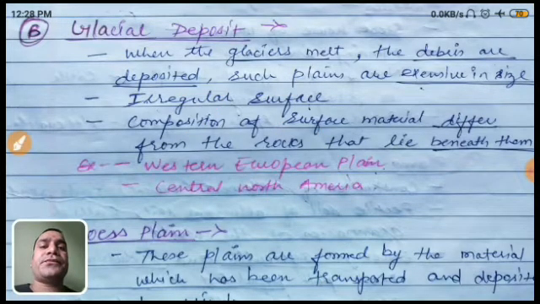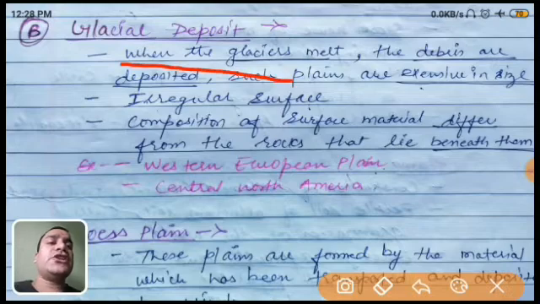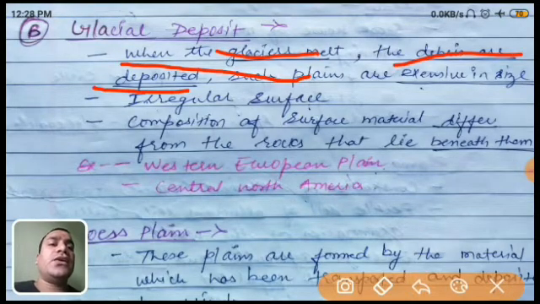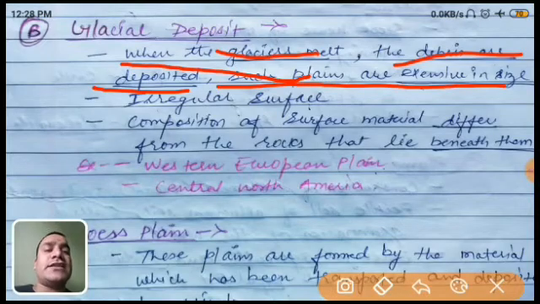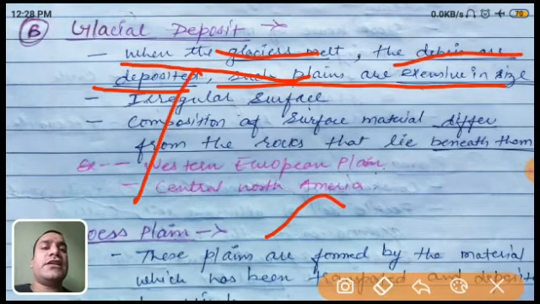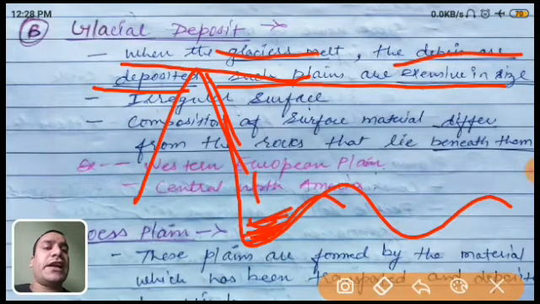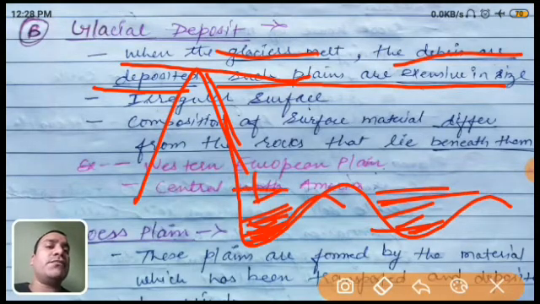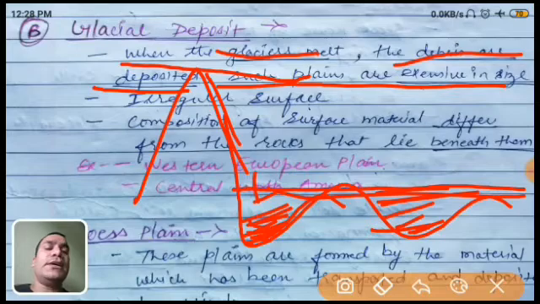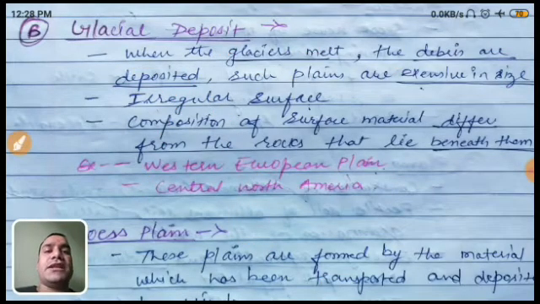Now see, when the glaciers melt, the debris are deposited. Such plains are exclusive in size. Debris means, now this is the mountain and these are the debris. Now what will happen? The glacier is coming out and these are debris. These are collecting with eroded material, and finally after some period of time it will completely become a plain. So this is called the glacier deposits or the glacier deposit plains.